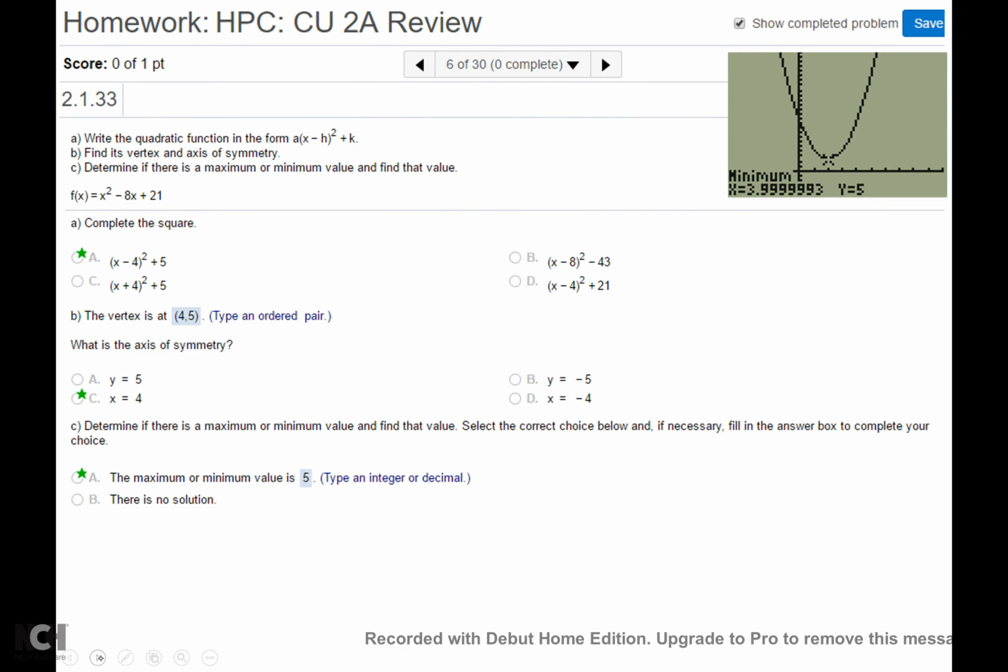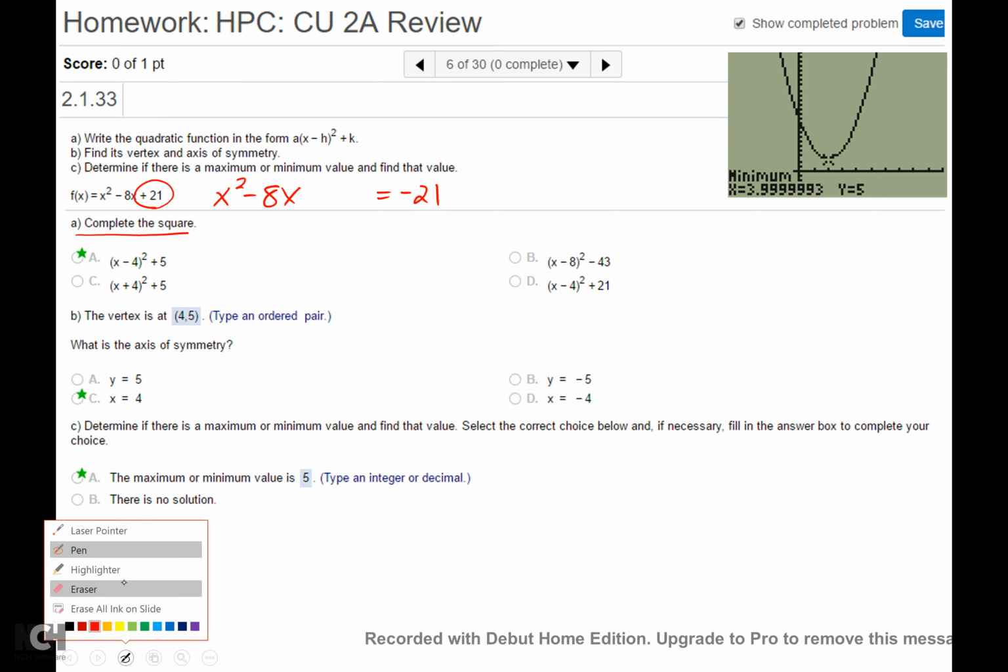Alright, it says write the quadratic function in the form a(x minus h) squared plus k, find its vertex and axis of symmetry, determine if there is a maximum or minimum value, and find that value. Alright, they want me to complete the square. So what we do is we take our function, and I'm going to put this on the other side, so that's going to equal negative 21. Now, to complete the square, let me write that a little bigger, sorry. So x squared minus 8x, I'm going to leave some room and move the 21 over.